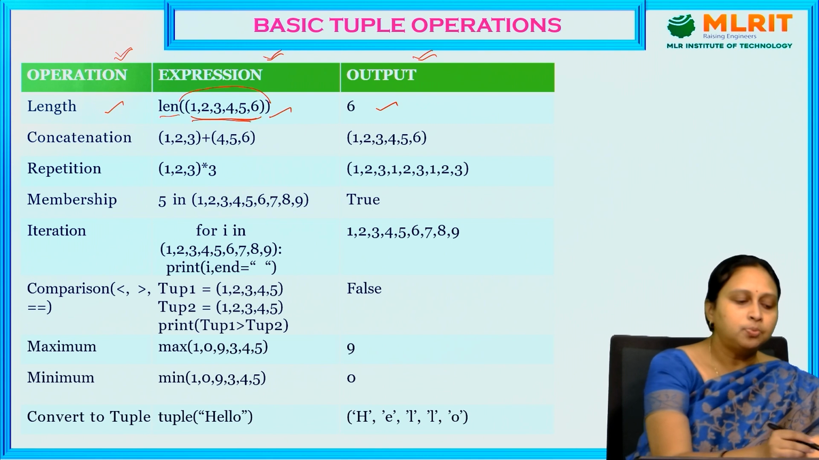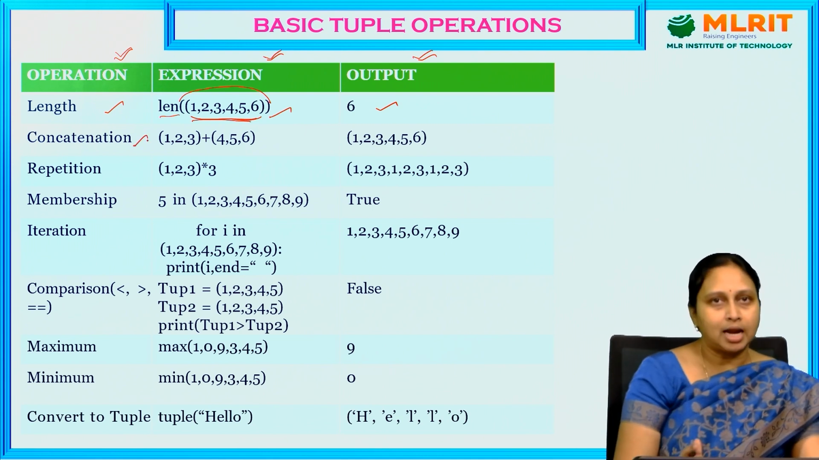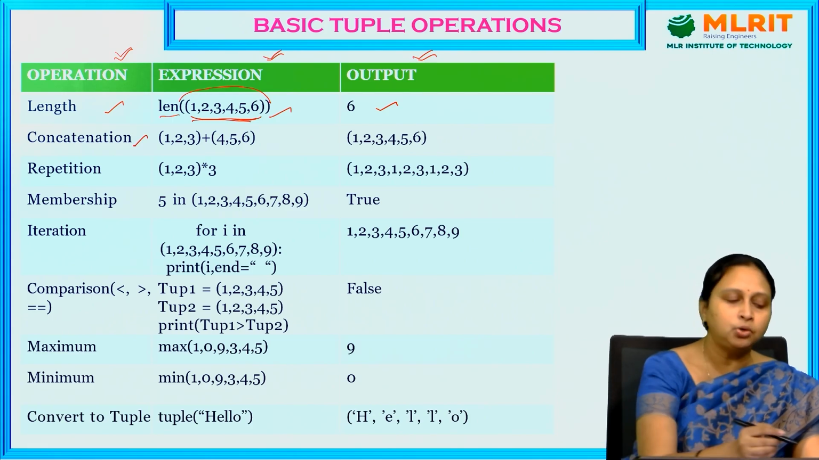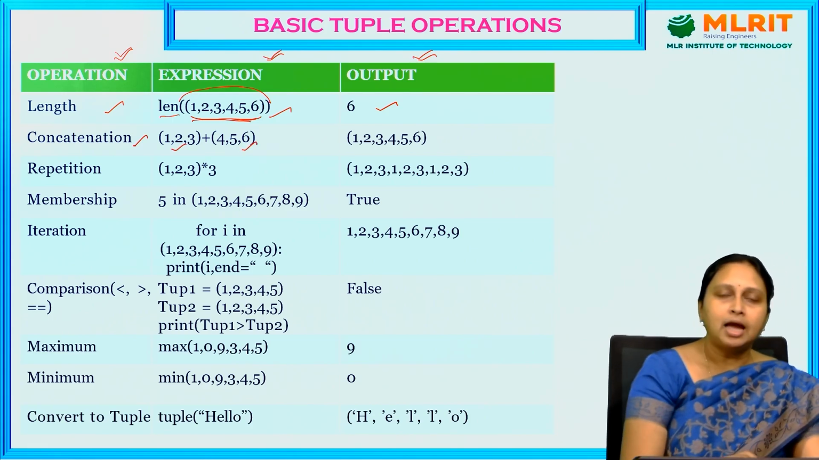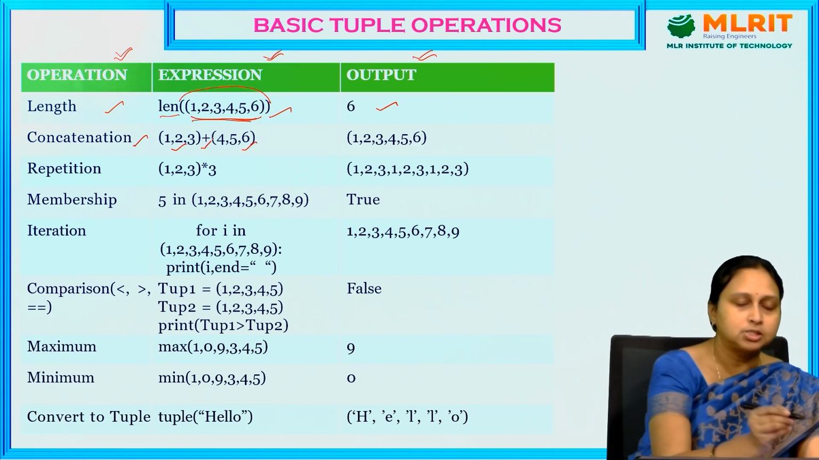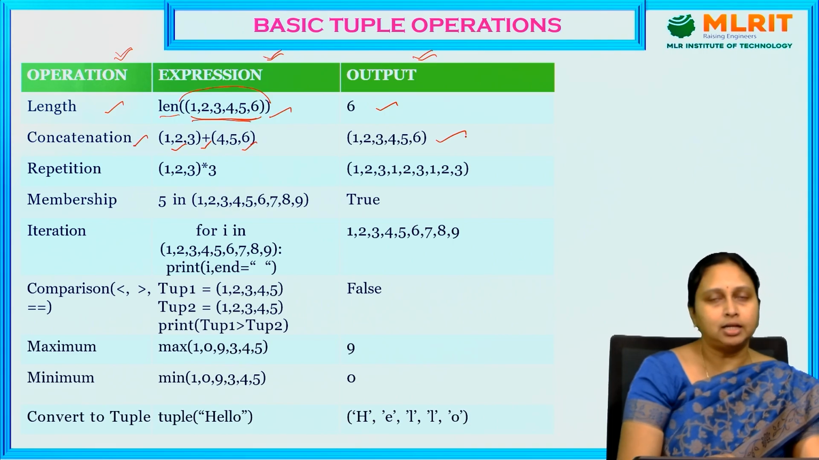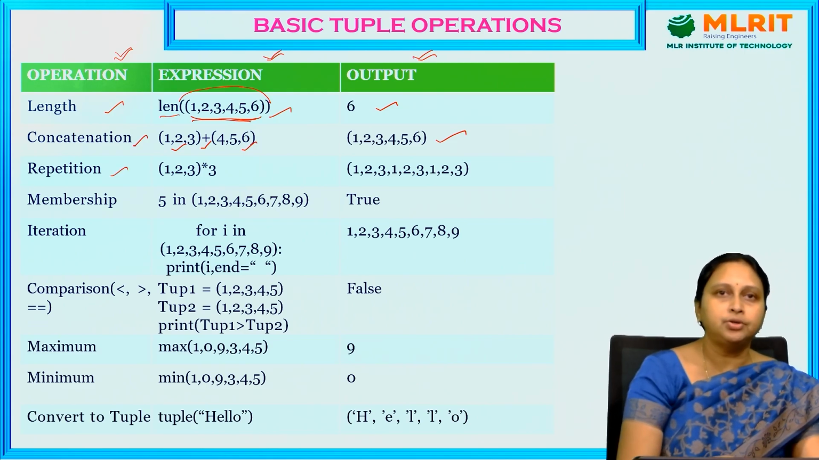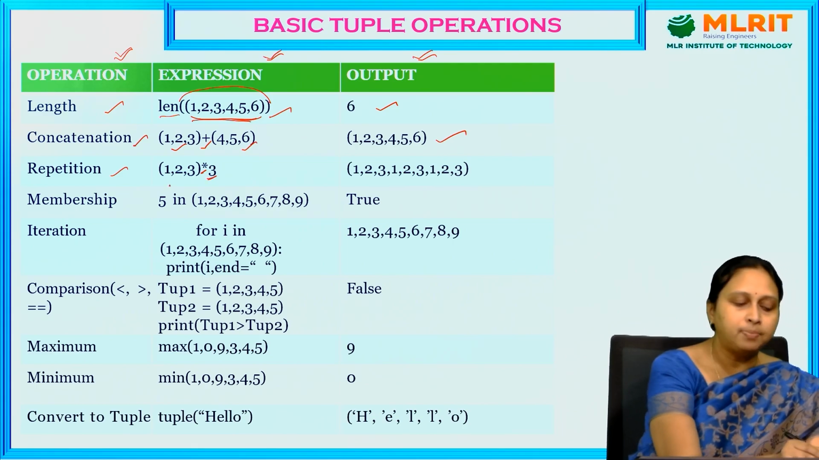Next, we are going to perform concatenation. As you know, concatenation means we are going to combine. As in the previous example, we have taken two tuples, tuple 1 and tuple 2, and we are making use of the plus operator for concatenating two tuples. That means with plus, we can get the concatenation of two tuples. And the next one is repetition. Repetition means here we are going to use an operator called star. When you use star, the tuple will be repeated as many times as you want. Here I have mentioned tuple with star 3.